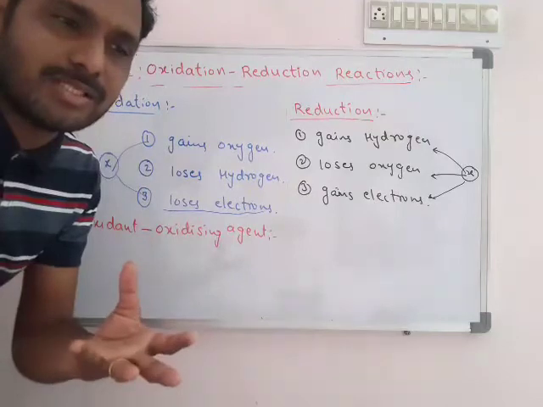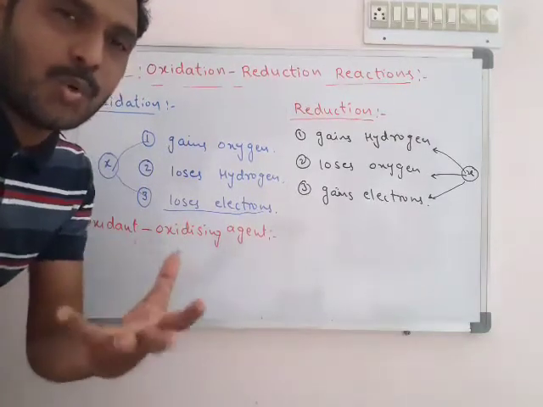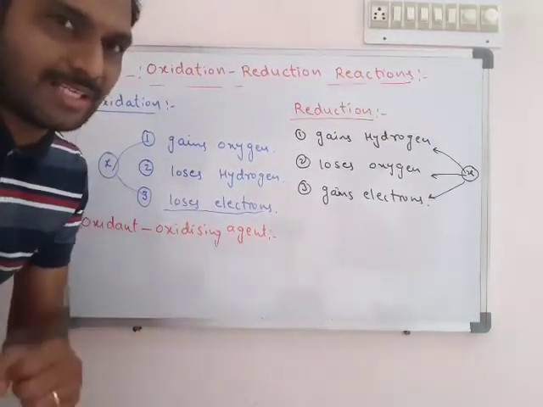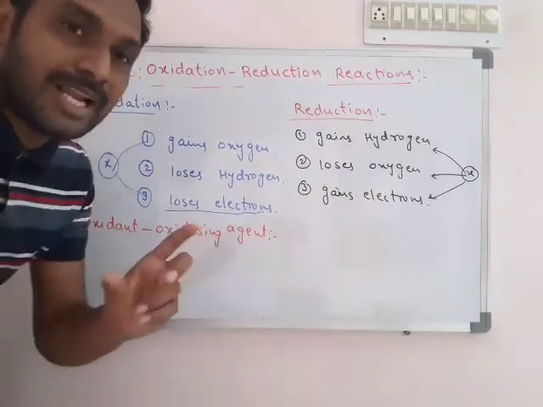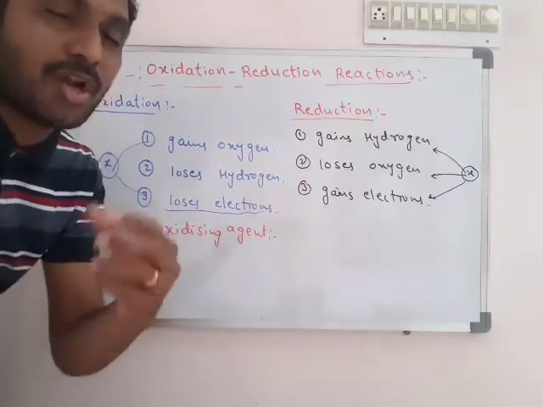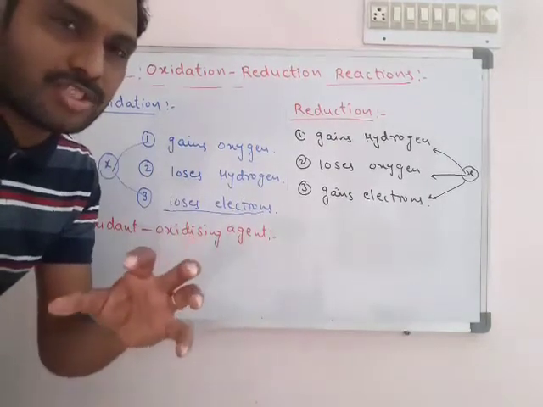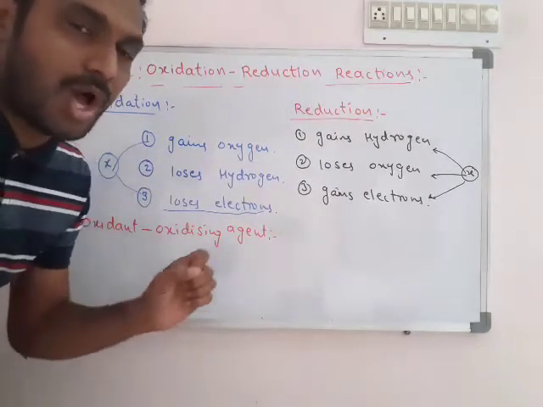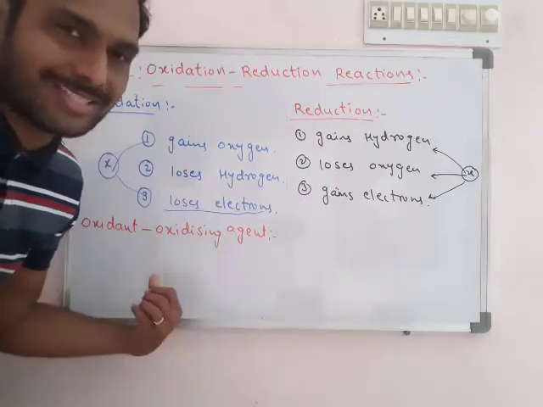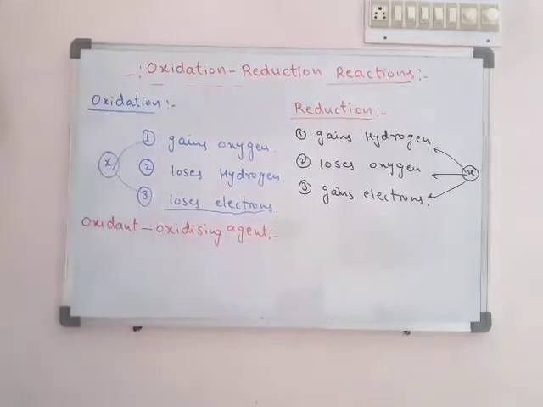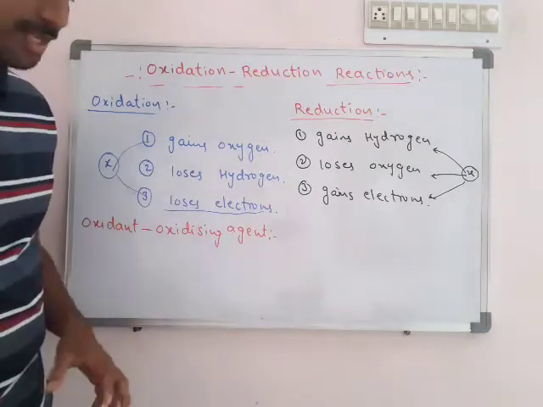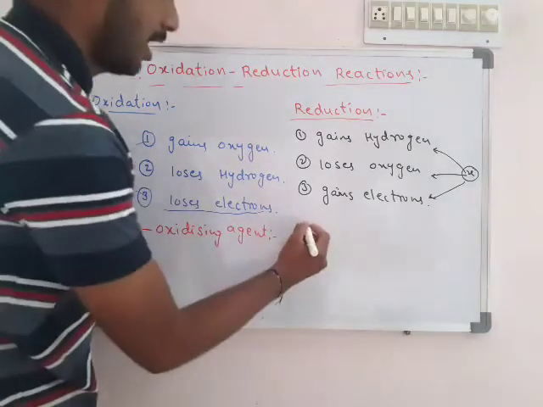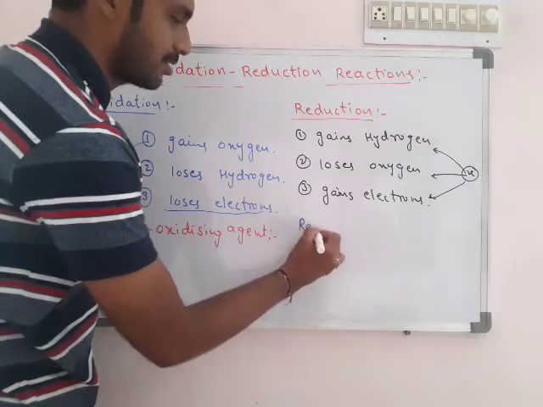Some species should be there to help a compound or a substance for its oxidation. So that is known as oxidant or oxidizing agent. Generally, agent means who helps us. Here an oxidizing agent means it helps a substance for oxidation. So afterwards we read the definition. Next, again here, reductant.